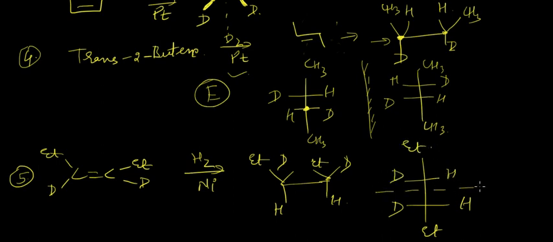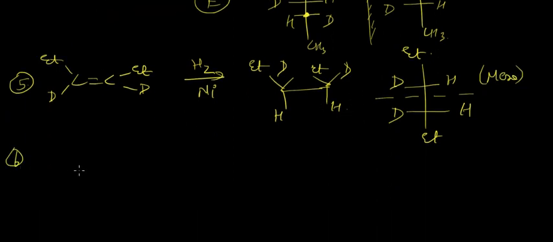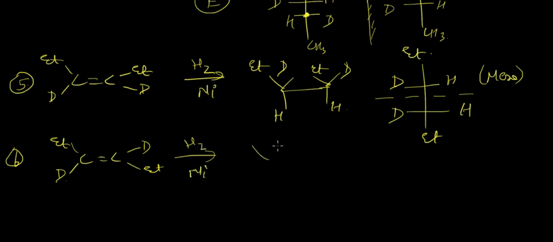So this compound is a meso compound. There are two chiral centers and a plane of symmetry. Let us talk about this compound, where we have ET here, ET here, ET here, and D here. Okay, so on the surface of H2Ni, we would have something like this, where we have ET, D, H here, similarly D, ET and H over here.